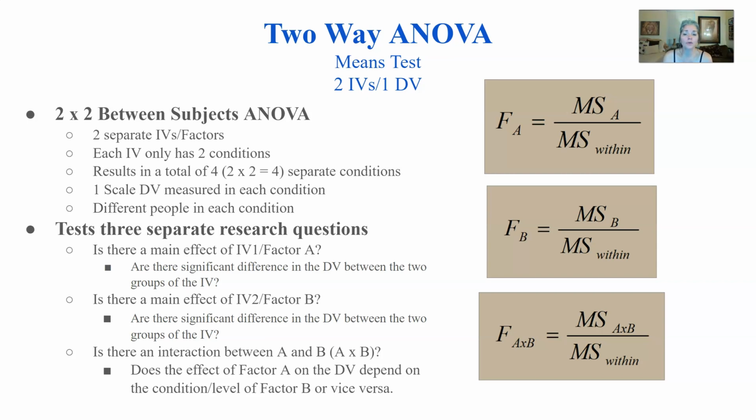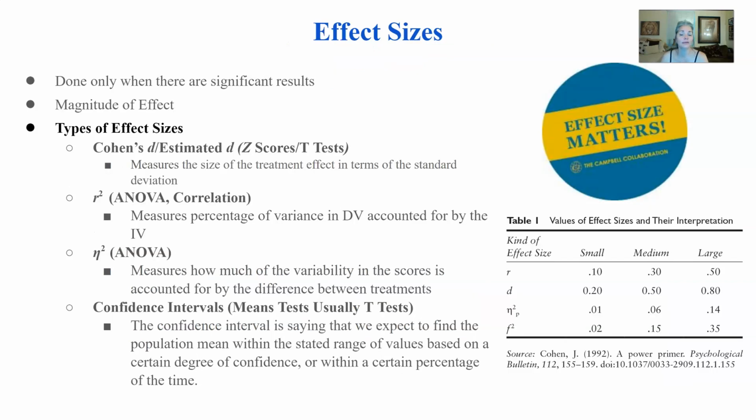So a two-way ANOVA allows you to answer a question about each of the two independent variables, as well as the relationship or interaction between those variables. So we're going to ask, is there a main effect of the first factor, or IV? Is there a main effect of the second factor? And is there an interaction between those two factors? So does the effect of one depend on the other?